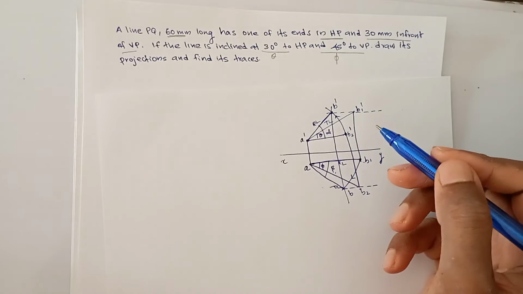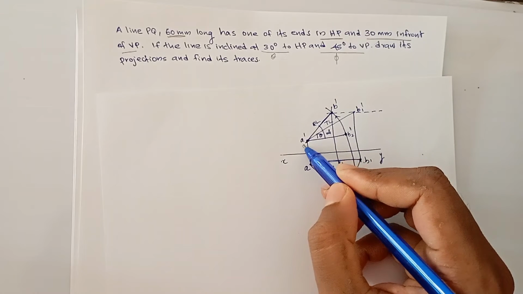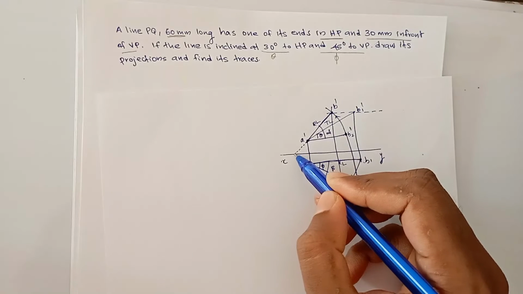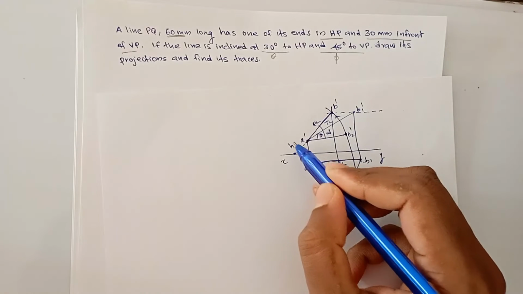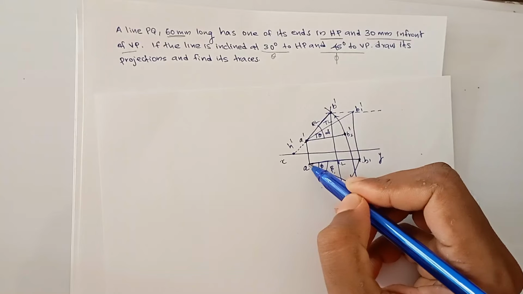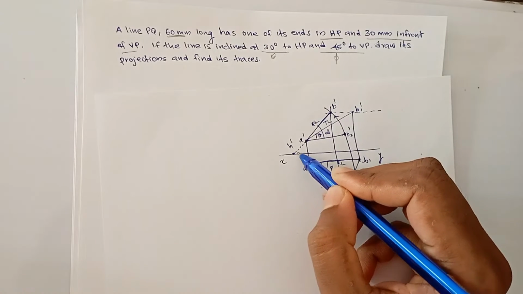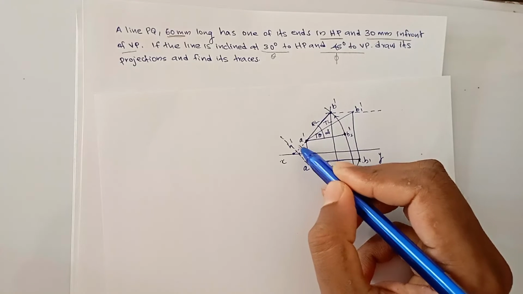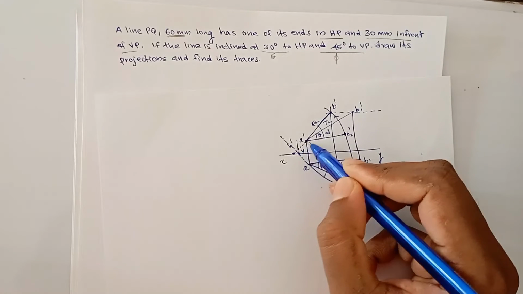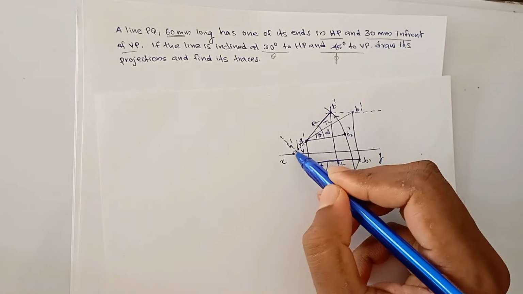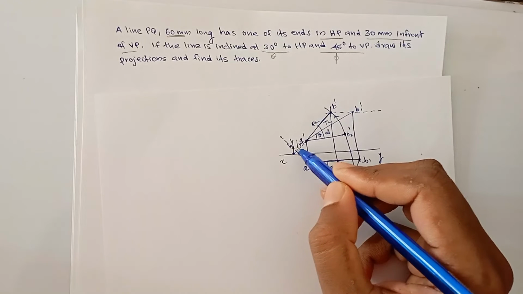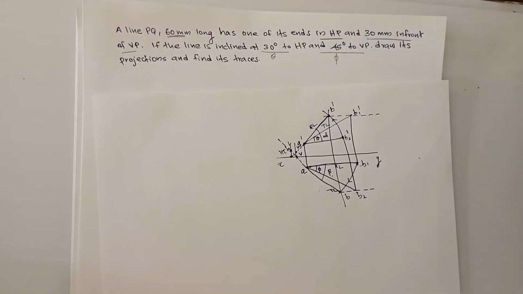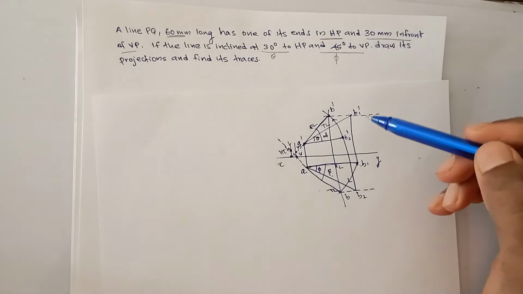Then what are VT and HT? When you extend the front view, it will meet the XY line at a point. That point is known as H dash. When you extend the original reduced length top view, it will meet a point on the XY line, that is V. If you draw a perpendicular and find the point where it meets this line, that is VT, and here also draw a perpendicular from H dash and find the point where it meets this line, that is HT.